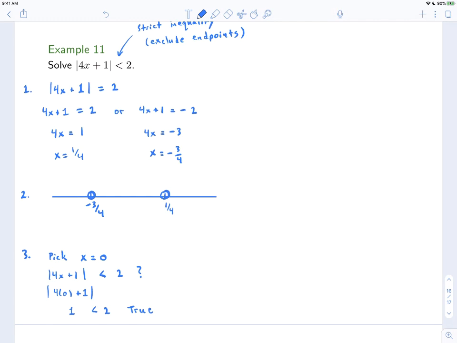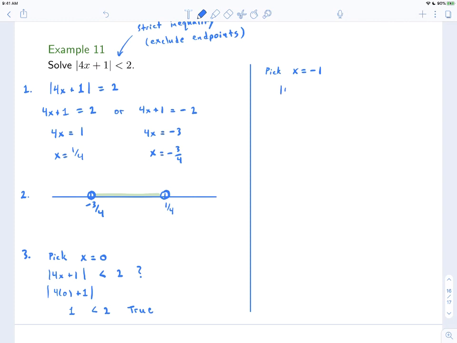So that means we include the interval between negative 3/4 and positive 1/4. Okay. Now what we're going to find is we're not going to be able to include the other two intervals, but we need to check them just in case. Okay, so let's pick something to the left of negative 3/4. Well, let's just pick negative 1. I can pick anything that I want to the left of negative 3/4. Well, negative 1 is a convenient number.